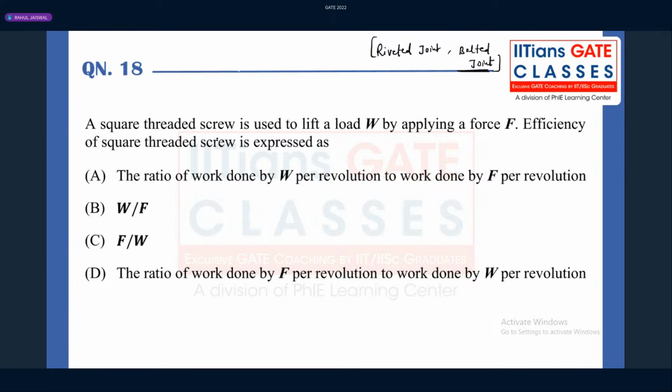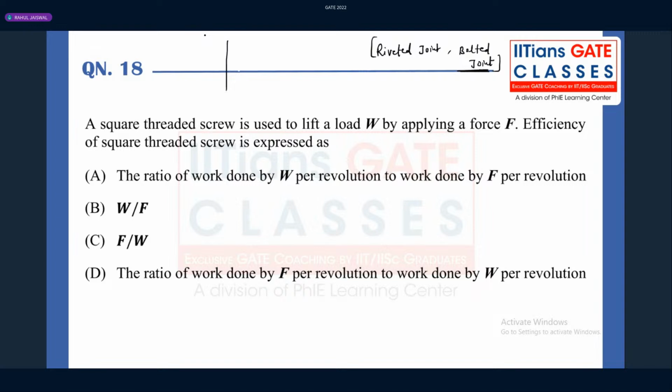A square threaded screw is used to lift a load W. This is a very simple question, but becomes very tough when you don't know anything about this particular topic. Let me show you the diagram here; you might be remembering it. There is a screw thread under power screws, or under mechanical devices. We have different types of mechanical devices. The screw jack is one of the devices which is used to raise or lower the load. In the screw jack, there may be different types of thread, but we use a simple square thread, and this question is regarding the simple square thread.